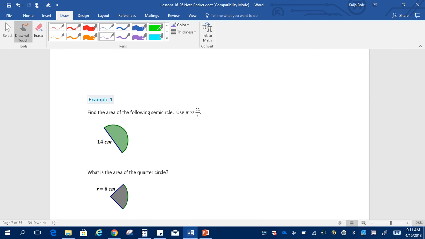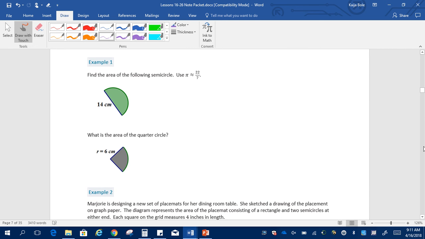So we have these two examples with the pictures where it says example 1. So the first one says find the area of the following semicircle using pi is approximately 22/7. So semicircle, we are going to use A equals pi r squared divided by 2. So if we write this out, our pi is 22/7 times our radius would be 7, so times 7 squared over 1. Then we divide it by 2. So if we keep writing, we have 22/7 times 49 over 1 divided by 2, and we cross divide, we get a 1 and a 7.